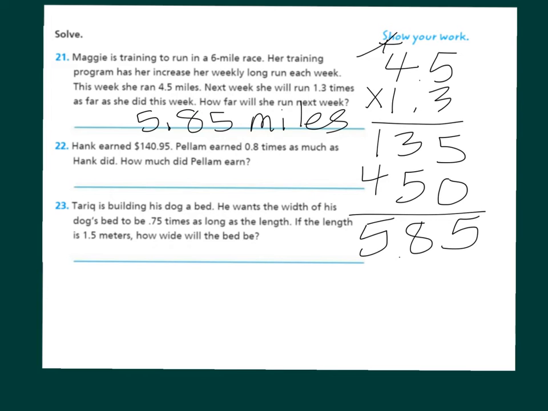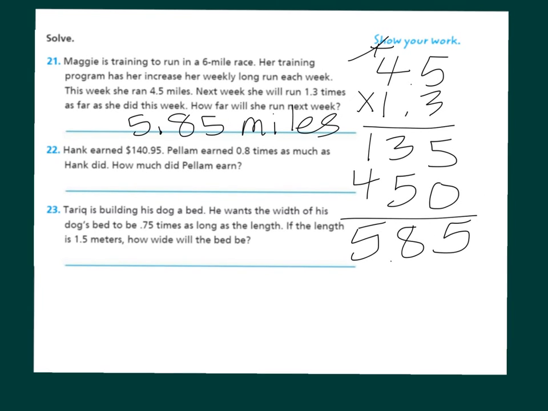And just for the sake of time, let's do number 23. Tark is building his dog a bed. He wants the width of his dog bed to be 75/100 times as long as the length. If the length is 1.5 meters, how wide will it be? So we need to... 75/100.